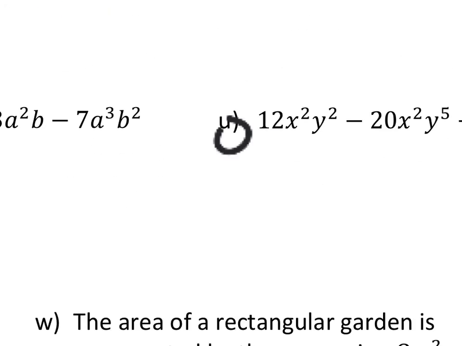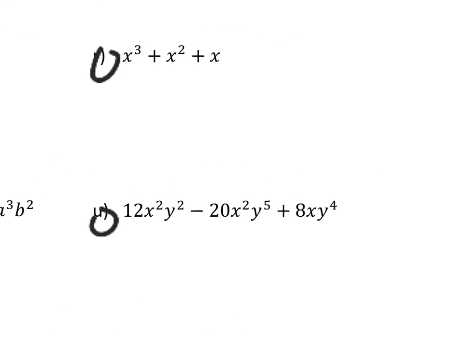Letter R. X cubed plus x squared plus x. Okay, first of all, we cannot add those together because they don't have the same exponents. They're all different, so they're not like terms. So I'm just looking to pull something out. Well, they all have an x, and I want the least number, so that would be 1. Divide each one, I should get x squared plus x plus 1, and I'm done.